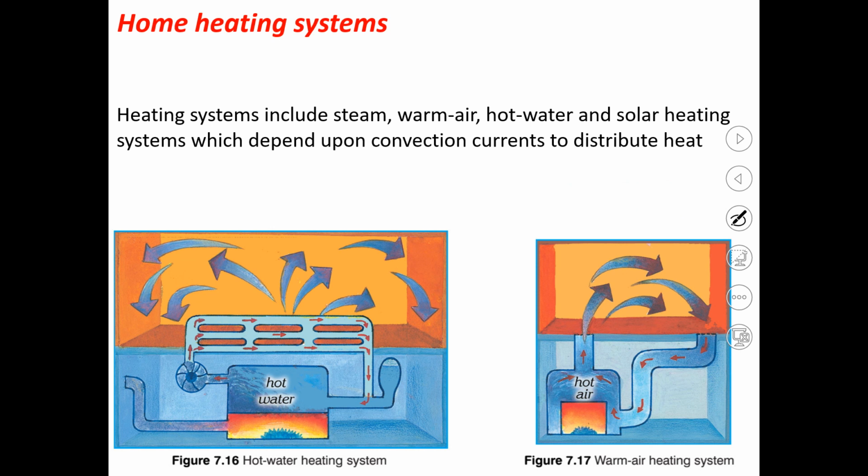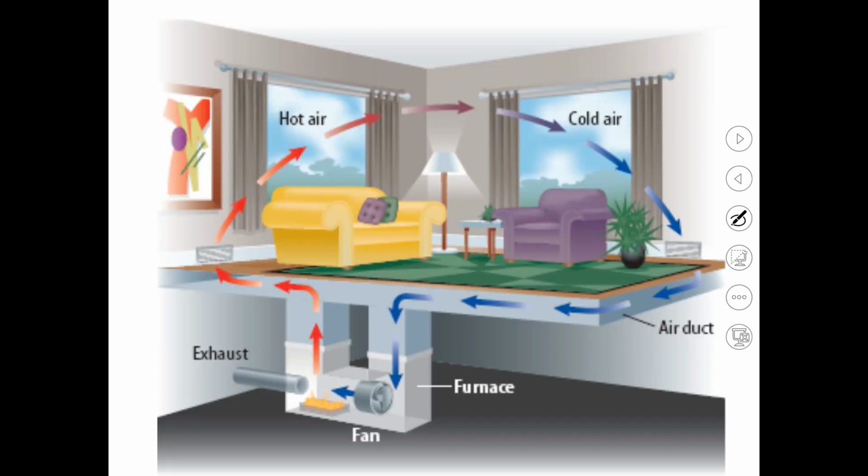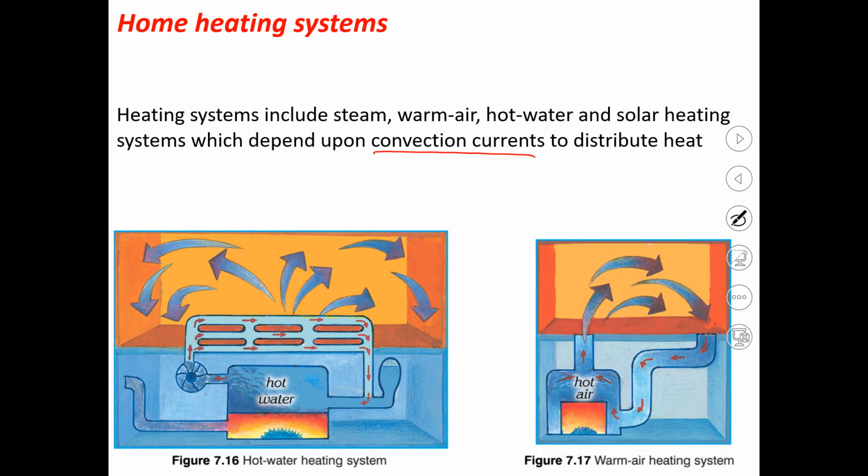Home heating systems. Heating systems include steam, warm air, hot water, and solar heating systems, which depend upon convection currents to distribute heat. Example of a hot water heating system and example of a warm air heating system.